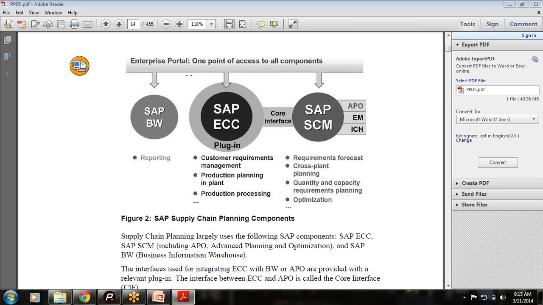We also use one system for reporting, known as SAP BW, the business warehouse, or these days called BI, business intelligence. This is the repository where all the information is stored. Of these systems, ECC is typically used for the execution part and SCM is used for the planning part.